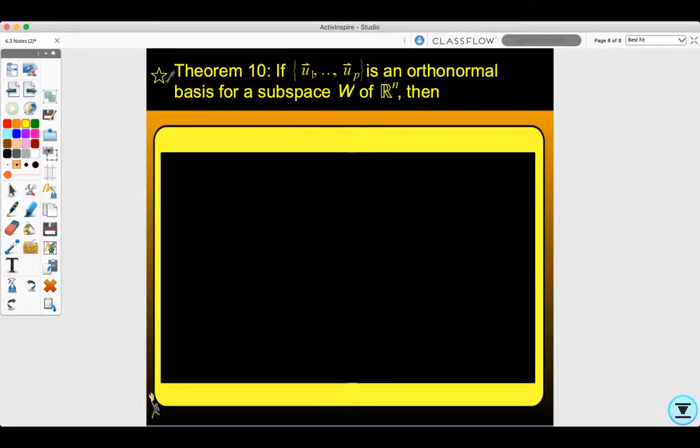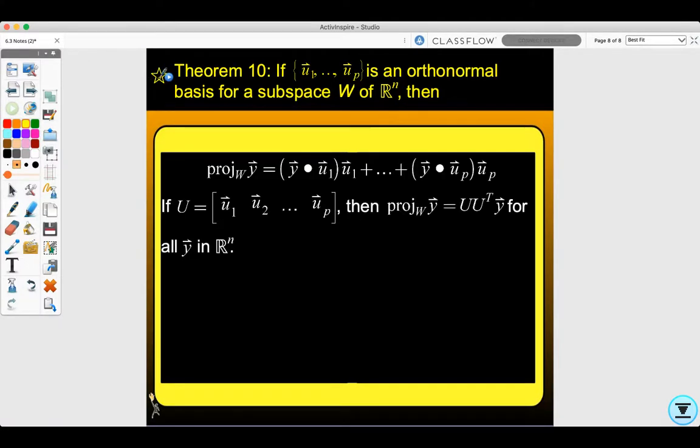Theorem 10. If u1 through up is an orthonormal basis for the subspace W of Rn, then the projection of y onto W is as follows. If U is the matrix of all of those vectors, then the projection of y onto W is U times U transpose times vector y, for all y in Rn.